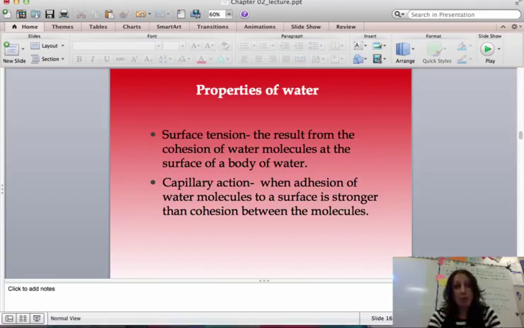We have different properties of water, and this is why they make it so universal. You have your surface tension.